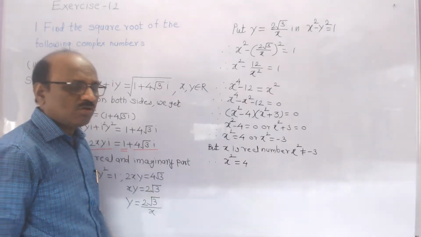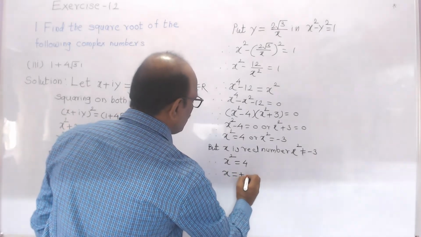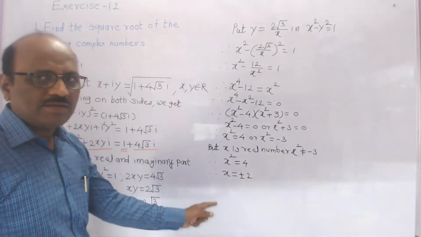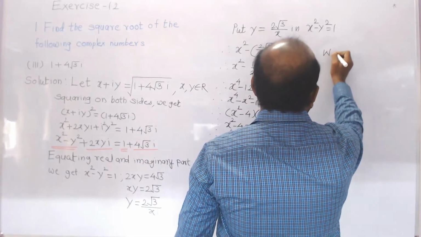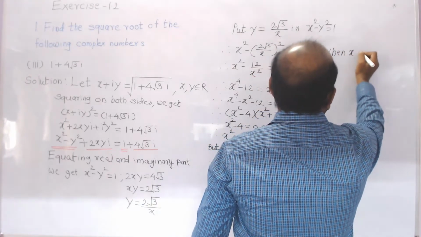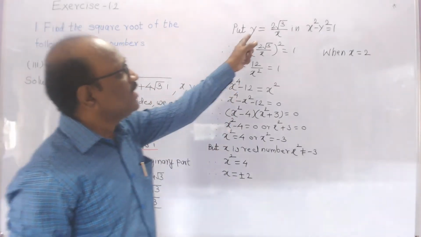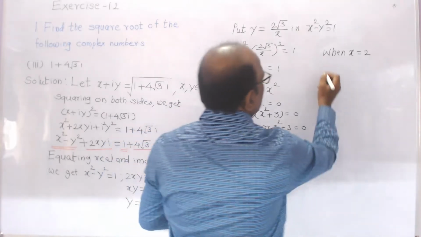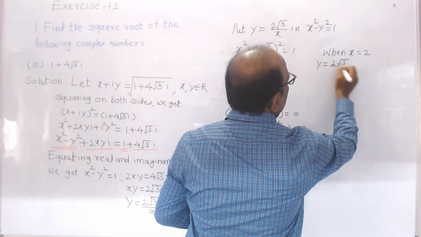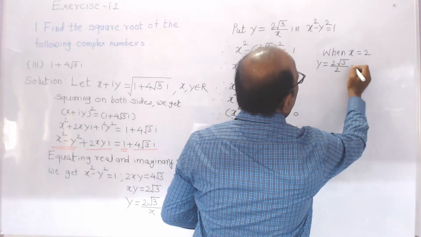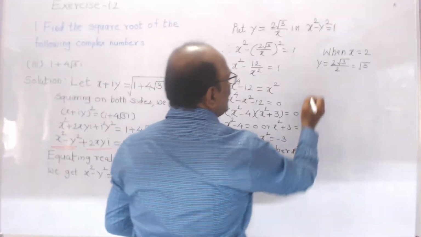Now taking the square root on both sides, you will get x is equal to plus or minus 2. First we take x is equal to plus 2. When x is equal to 2, then what about y? We know that the value of y is 2 root 3 upon x. Then y is equal to 2 root 3 upon 2, these two get cancelled, you will get root 3.